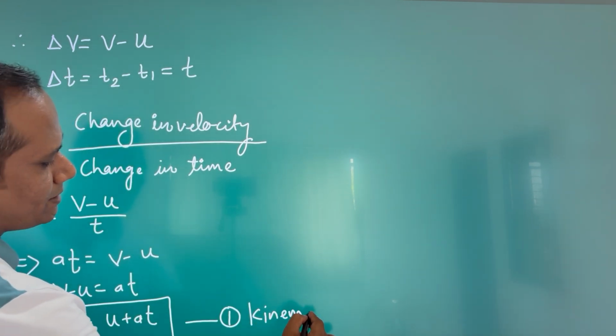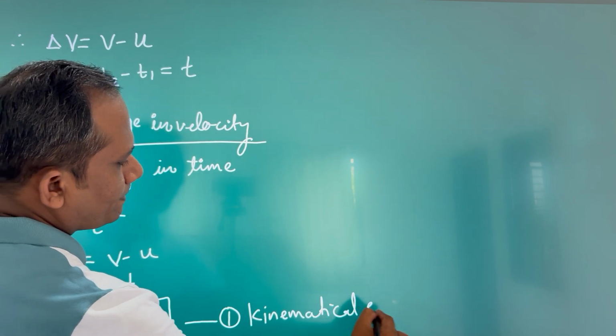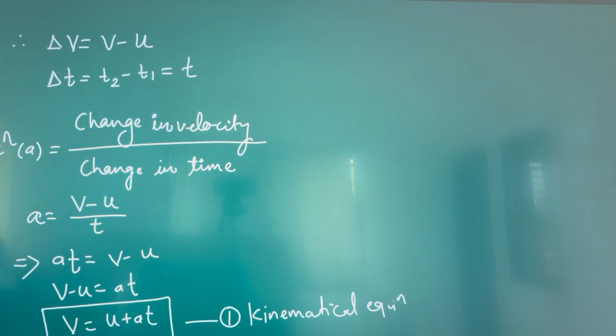This is a kinematical equation. And here v is the final velocity, u is the initial velocity, a is the acceleration, and t is the time. This is the first most important kinematical equation. With its help, we can calculate the final velocity and the acceleration. If we have the initial velocity, time, and certain things, then we can calculate different values: initial velocity, final velocity, acceleration, and time.